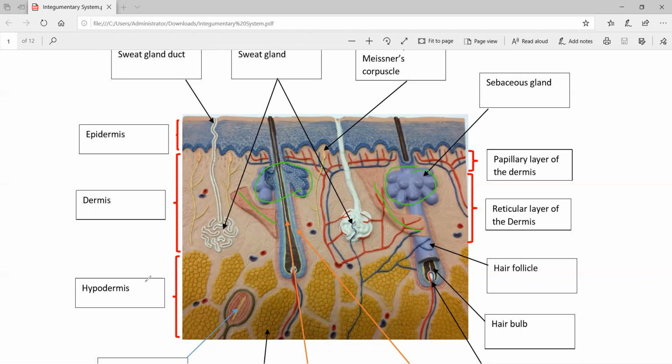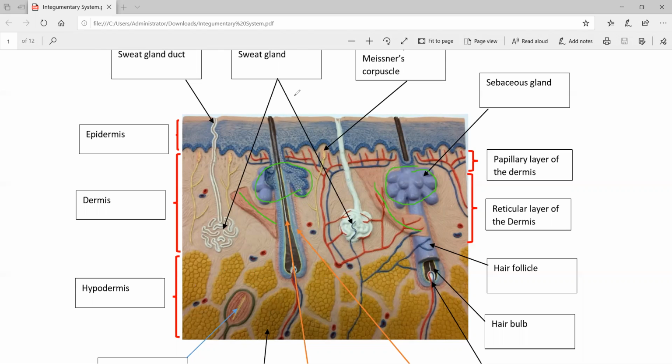Down here in the hypodermis, so the hypodermis, remember, is all of this area here that sits underneath the dermis, not a skin layer again. It's made up of mostly adipose tissue. So all of these yellow circles here represent your adipose tissue.